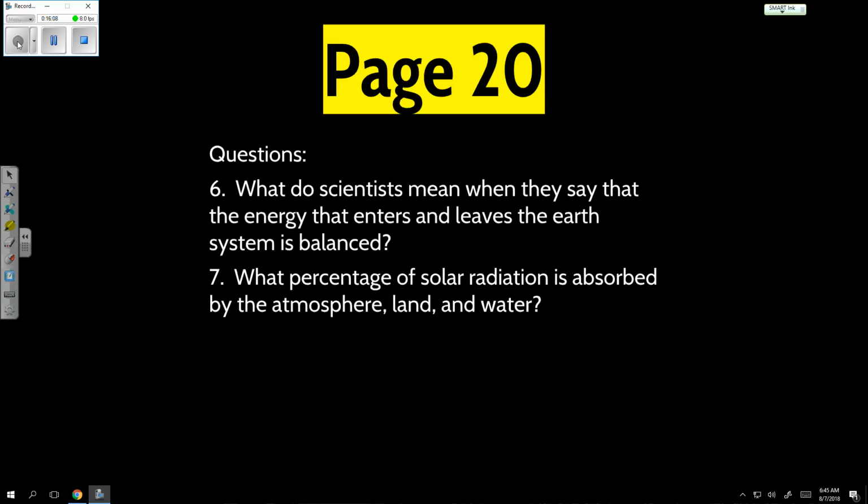Gravitational energy from the moon and sun is another external source of energy. Highlight that sentence. Also highlight: the pull of the sun and the moon on the oceans helps create tides that cause currents and help ocean water mix.